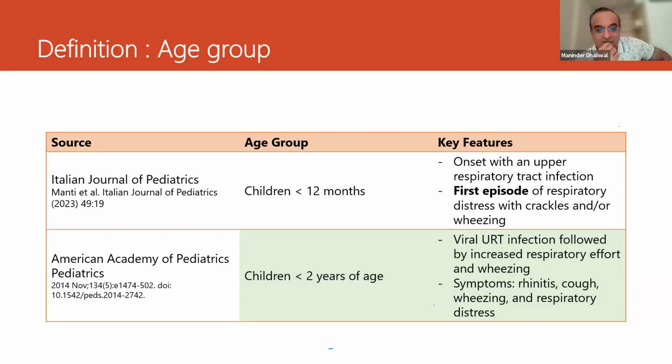Okay. So what I was trying to say is, European people say it is less than 1 year of age, and they say only the first episode; the second episode is not bronchiolitis. Whereas the AAP and the rest of the world say any viral URTI can cause bronchiolitis and it can be recurrent also. But what do we label an RSV infection which happens after 2 years of age? We don't call it RSV bronchiolitis, we call it RSV pneumonia or adenovirus pneumonia, because the whole pathophysiology changes.